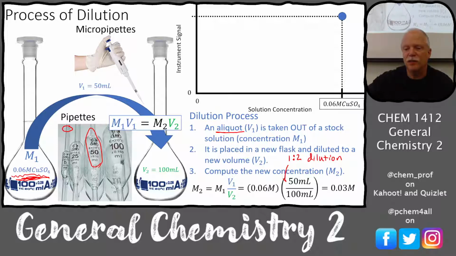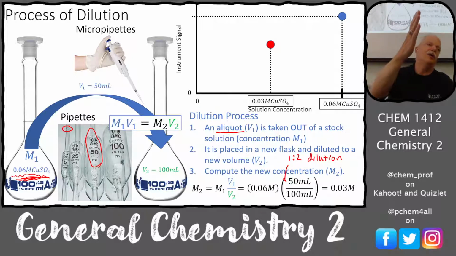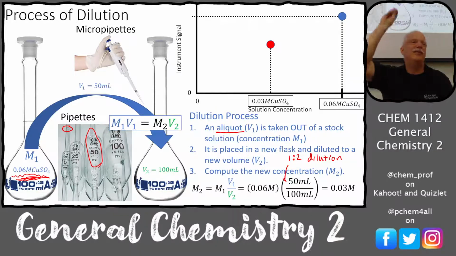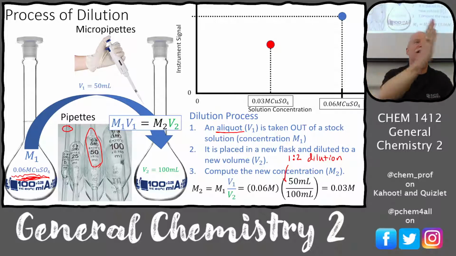And so then the result is 0.03 molar. So it cuts it in half, as you might imagine. And so on our little chart up here, that would be halfway to 0, which is 0.03. Now, we don't know what the signal is, so I just put that dot up there. If you're wondering how I knew how high it was, I just made that up. I'm really just showing you the x-axis. So this is Gen Chem 2, we're just working on the x-axis. When you get to quant, you'll do the y-axis.